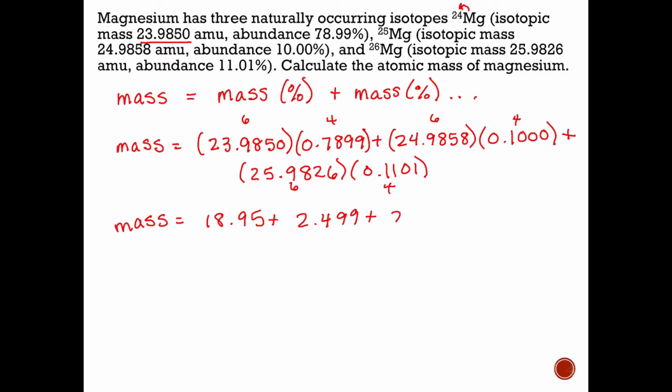2.499 plus 2.861. And then we're going to follow the numbers past the decimal rule, right, for addition subtraction. So this has 2, this has 3, this has 3. So our answer can only have 2 digits past the decimal, which means this is going to be 24.31 AMU. Okay. All right, so that is how we do this first one.